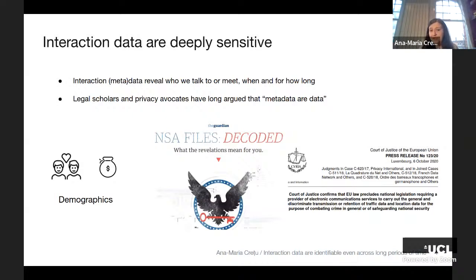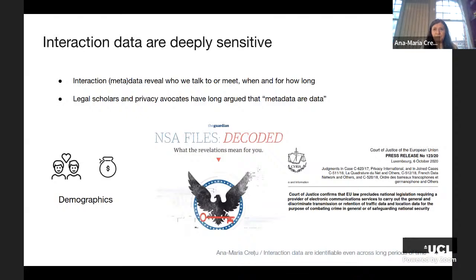And the Snowden revelations a few years ago have drawn the public's attention to the bulk collection of mobile phone metadata. And an important thing to note is that even though metadata does not contain the content of an interaction, so like the recording of a phone call or the text of a message, privacy advocates have long argued that metadata are data, and I quote here. So for all these reasons, the release of interaction data can be very problematic if the data can be linked back to people.